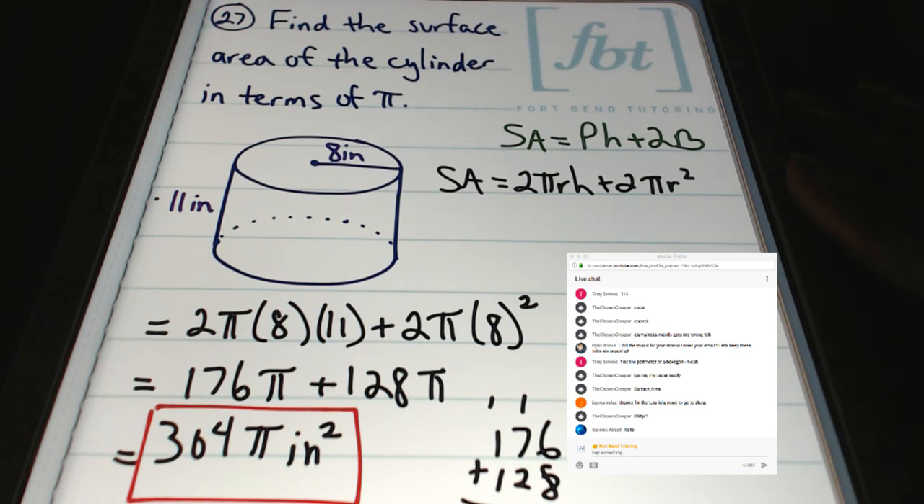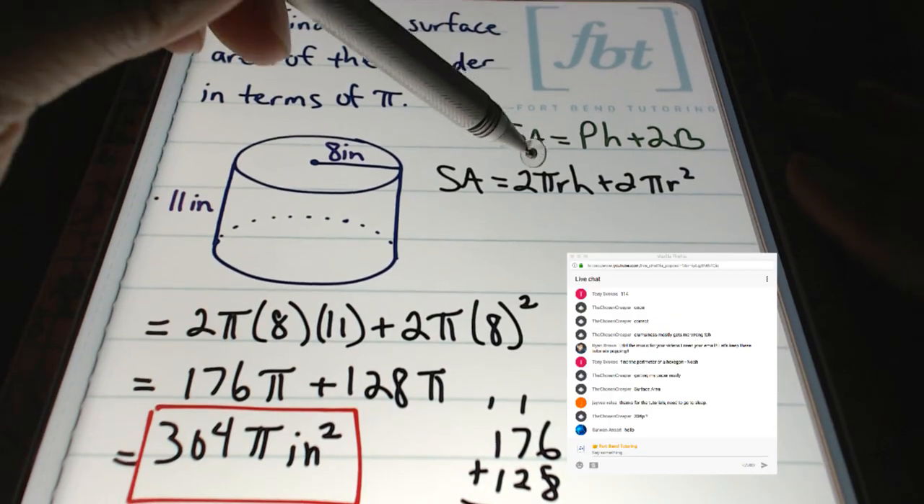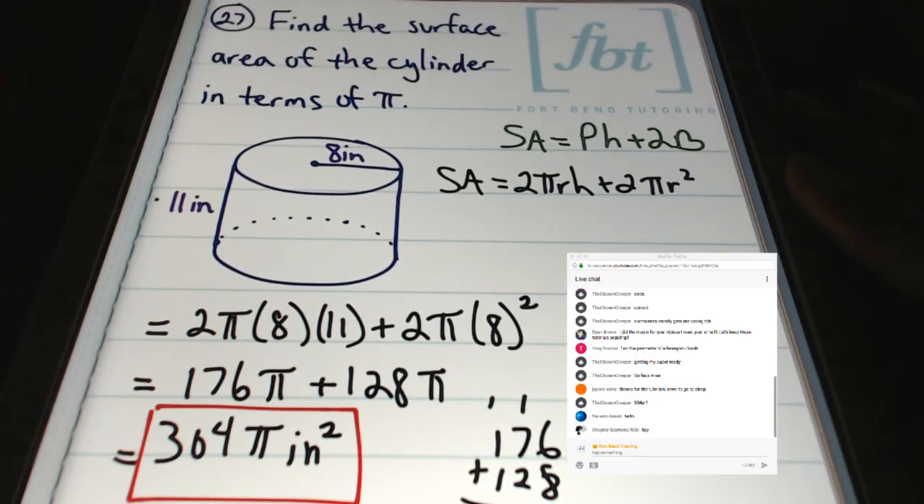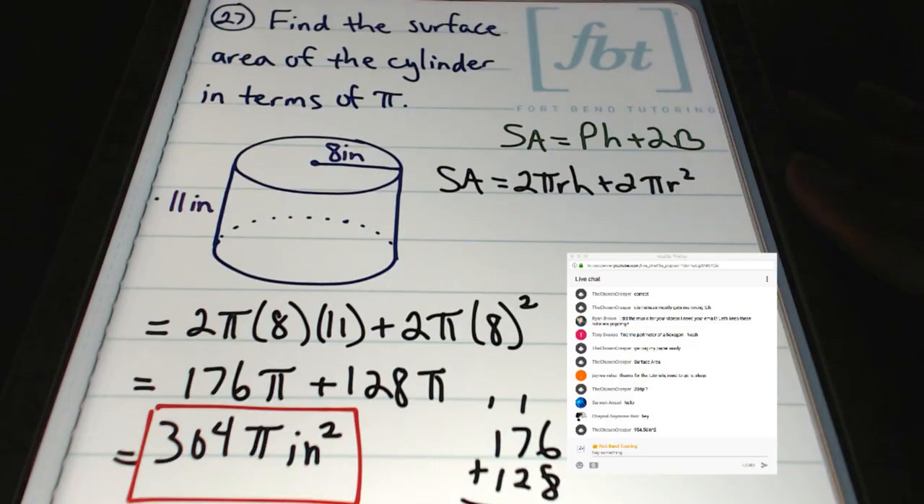So that's problem number 27, guys. When you're trying to find the surface area of a cylinder, we're going to use the formula 2 pi r times h plus 2 pi r squared. There we go. Chosen Creeper coming in with an approximation to the 100th place after multiplying in that value of pi. But since they said to leave it in terms of pi, we're good to go as it is.